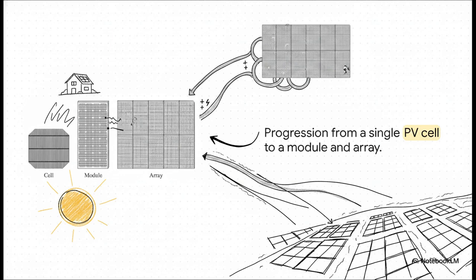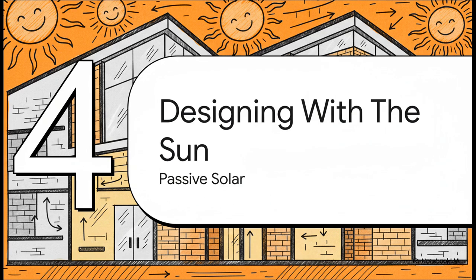Well, we scale it. Individual cells get wired together to form a module, which is just what we normally call a solar panel. Then you connect a bunch of modules together to form an array. Because of this incredible modularity, photovoltaics can scale from a tiny little setup on an RV all the way up to massive interconnected grid arrays covering entire fields. Which brings us to Section 4, designing with the sun using passive solar applications.